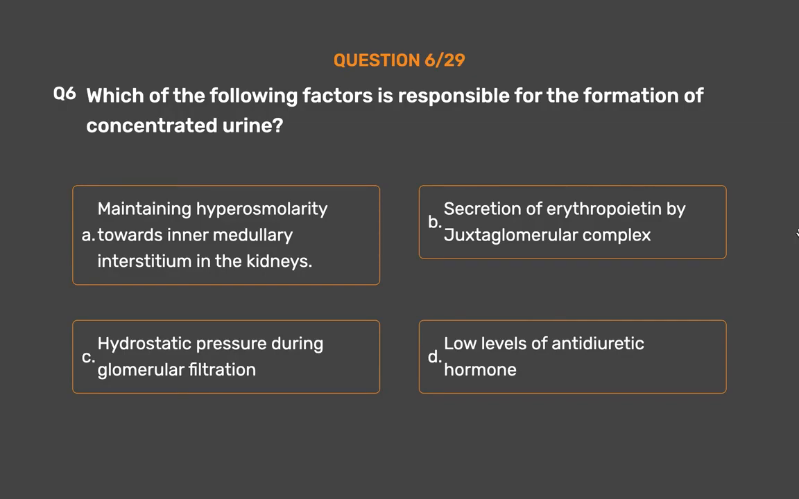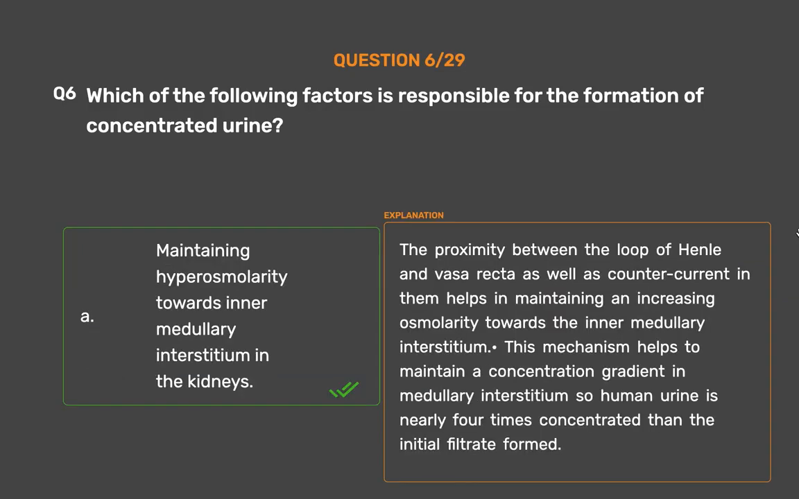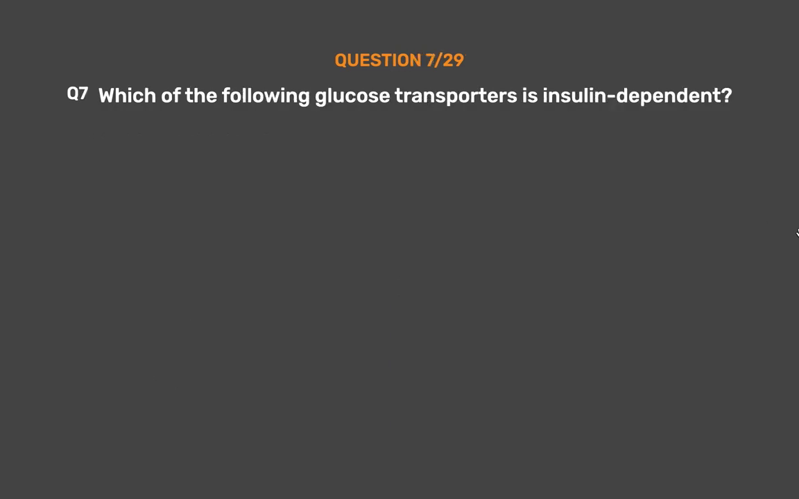The correct answer is option A. Maintaining hyperosmolarity towards inner medullary interstitium in the kidneys. The proximity between the loop of Henle and vasa recta as well as countercurrent in them helps in maintaining and increasing osmolarity towards the inner medullary interstitium. This mechanism helps to maintain a concentration gradient in medullary interstitium, so human urine is nearly 4 times concentrated than the initial filtrate formed.